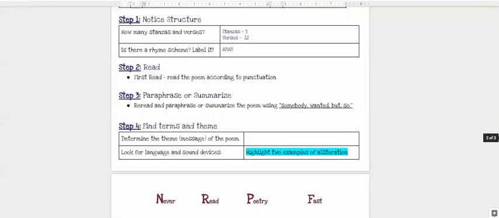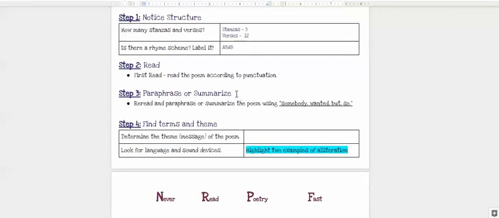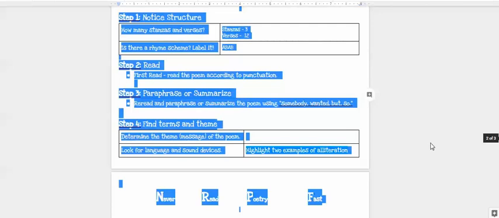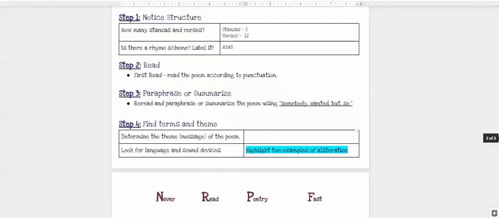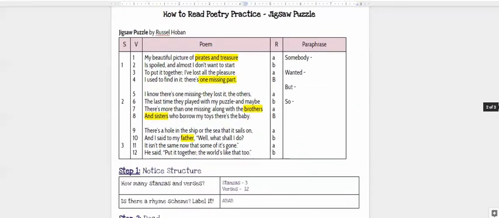So now step 3 is to paraphrase or summarize. So I want to go back and think of this. Somebody wanted but so. All right, I'm going to read it again. And as I read it, I want you to think about somebody wanted but so.